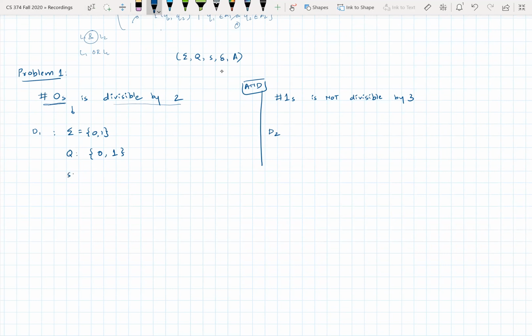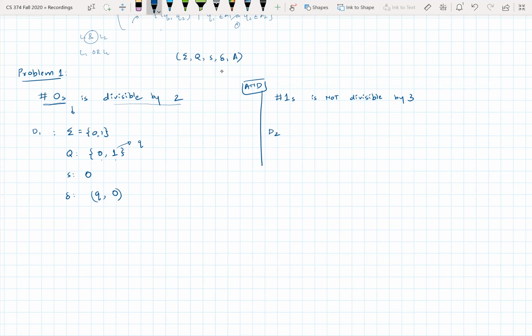Okay, so the start state. Now the start state is going to be one of these two states, right? And when we start, we have seen nothing. We have done nothing. So the number of zeros is 0 up till now, which we'll say is divisible by 2. So we start in the 0 state. Then we need the transition function delta. Okay, so if this was called Q, then when I'm in state Q and I see a 0, what am I going to do?